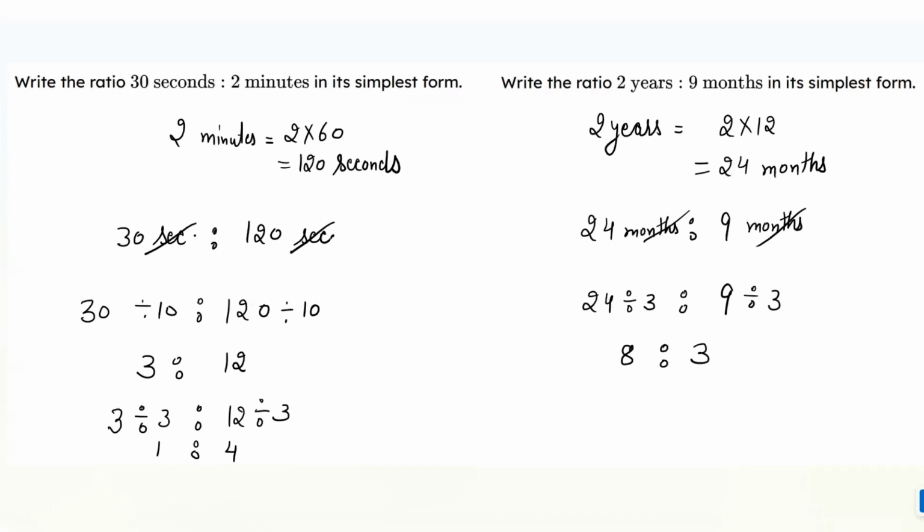This is how we can simplify ratios with units. I hope you understand the question very well. Now you will be able to do different kinds of questions.